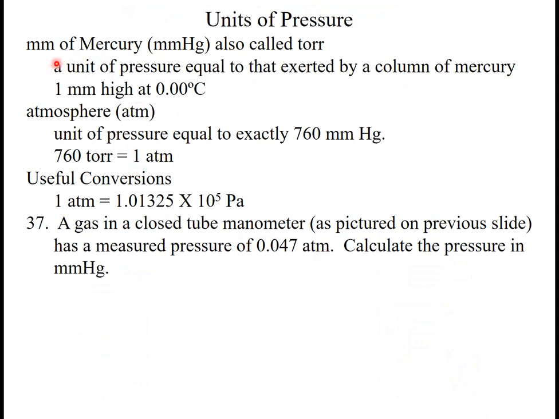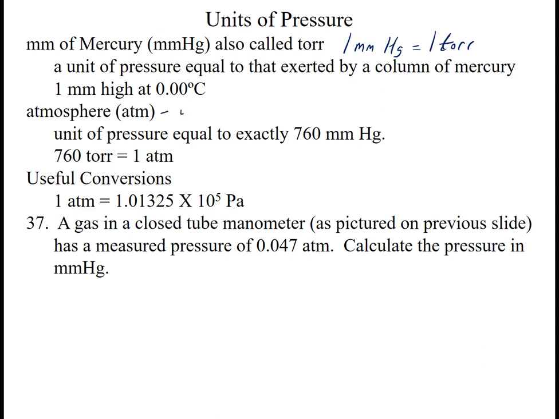I introduced the term millimeters of mercury, which is symbolized as mmHg. It's also called a torr. Some books refer to it as torr, other times it's mmHg. So 1 millimeter of mercury is equal to 1 torr. You'll hear torr used more in physics, in vacuum applications. It's defined as the pressure exerted by a column of mercury 1 millimeter high at 0 degrees C.